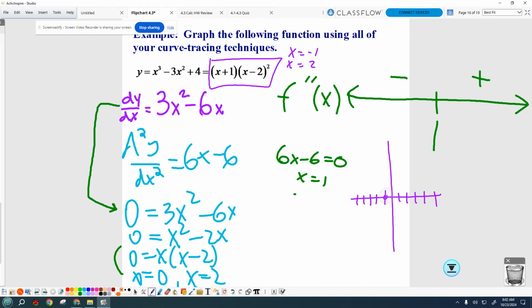So x equals -1 and x equals 2 are zeros. Do I know the y-intercept? Yes. Which is? 4. How do I know that? Put in 0 for x. And I stopped Christy from finishing this. She was like, should I? No, no.